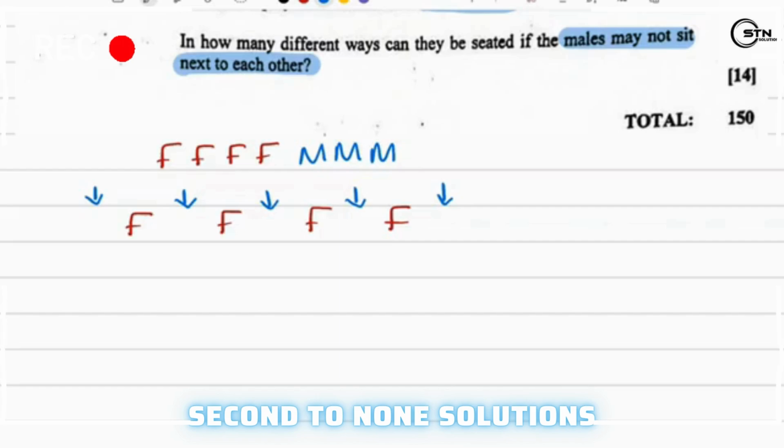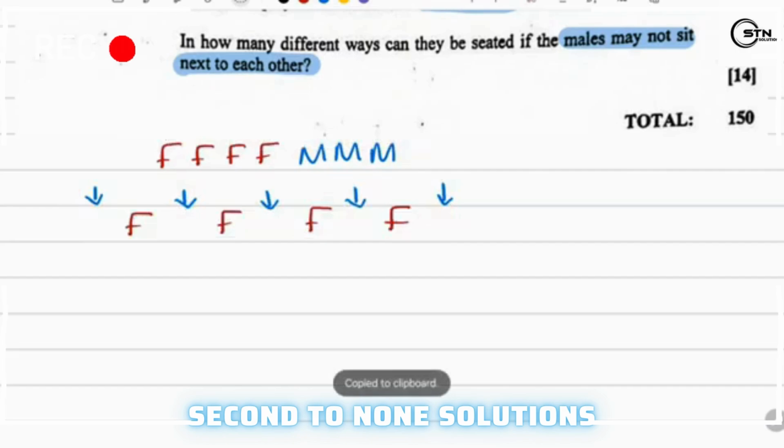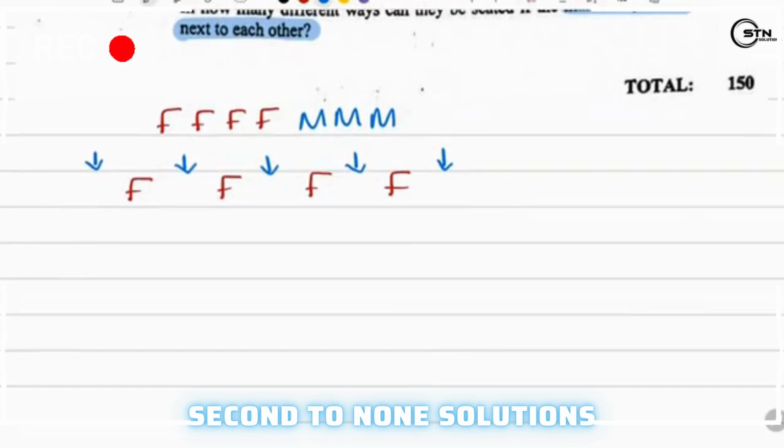So we'd have to try to think about the arrangements that can be made if the males are seated in any of these 5 places. Okay, so the first one, and I'm also just going to copy this so that I can constantly paste it down and then think about the placement of the males. The first type of placement I can think of is where I put a male here, and a male here, right?